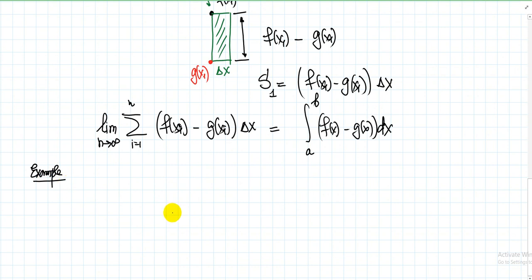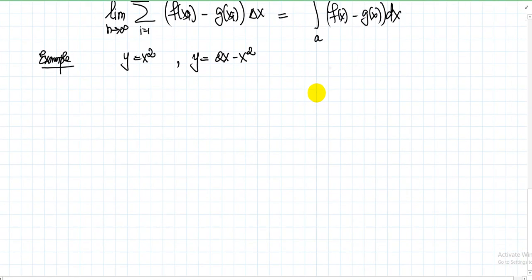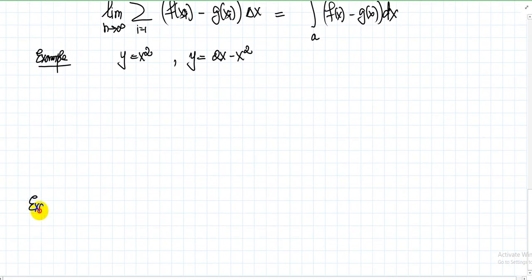Find the area enclosed by the parabola y is equal to x squared and another parabola y is equal to 2x minus x squared. So we need to find the area enclosed by these two curves. Is it too difficult for you, or we can start with the easier one, okay? So we will come back to this. So let's do the easier one.